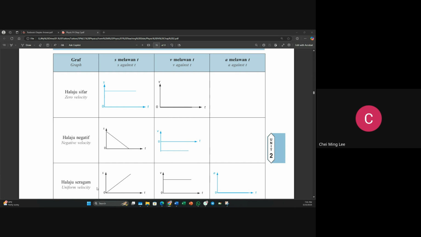However, uniform velocity indicates 0 acceleration. So in your acceleration against T graph, you have a horizontal line at 0. All right, jot this down as well.